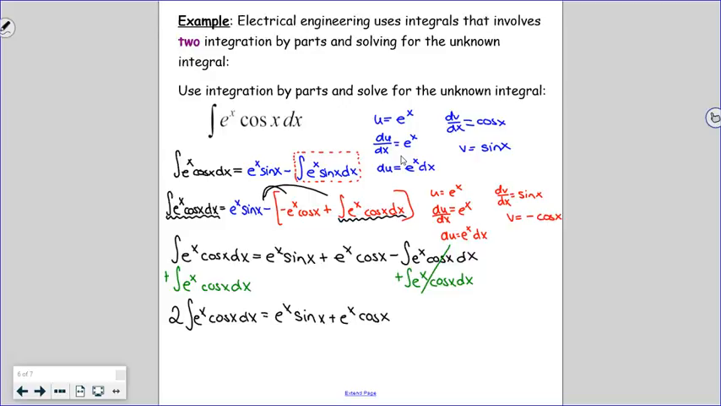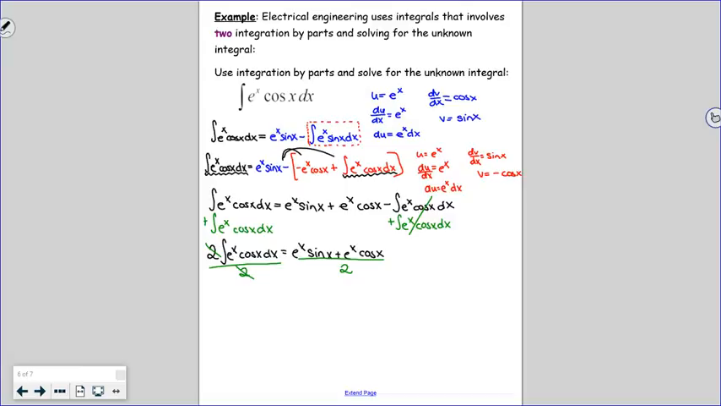And finally, I'm supposed to, as it says up there, solve for the unknown integral. Well, right now it's 2 times the unknown integral, so solving for that, I just divide by 2. Now, 2 things on this. I could totally leave it like that, minus the one error in my answer.